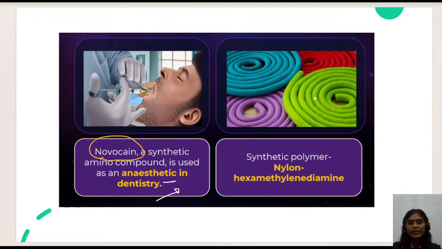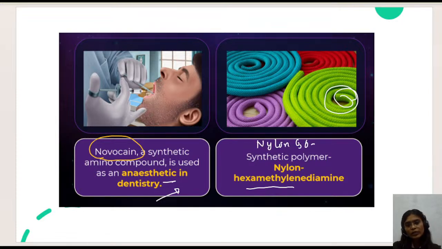Okay, and the next one is what? This is a kind of rope. Have you observed bungee jumping and all these things? There we are using an artificial kind of rope, which is made up of basically nylon. So a synthetic polymer like nylon, hexamethylenediamine, and it's very famous for its name: nylon 66.